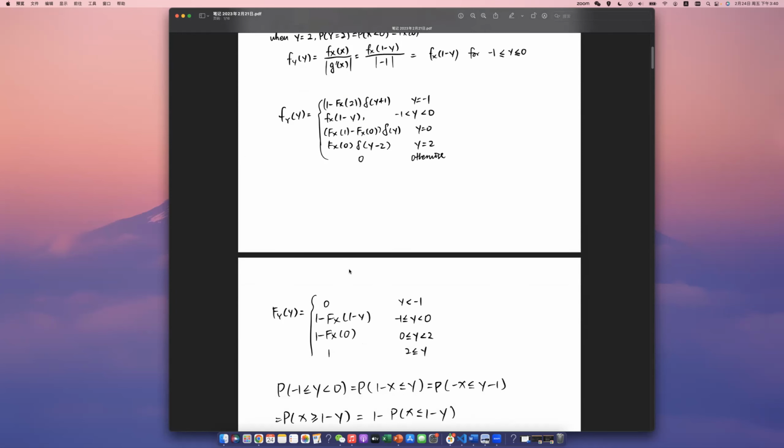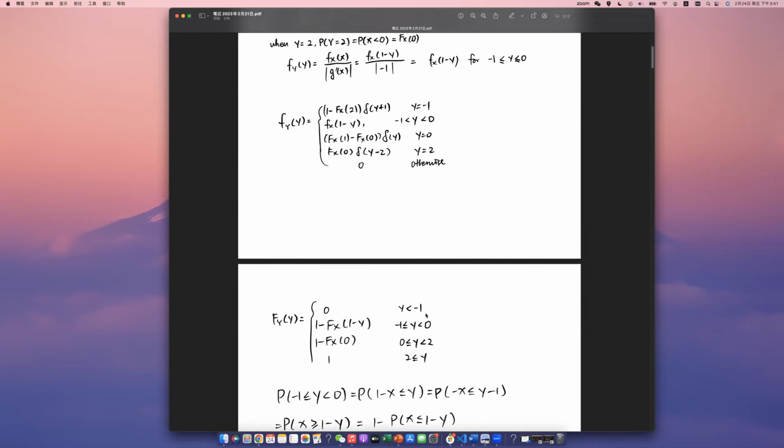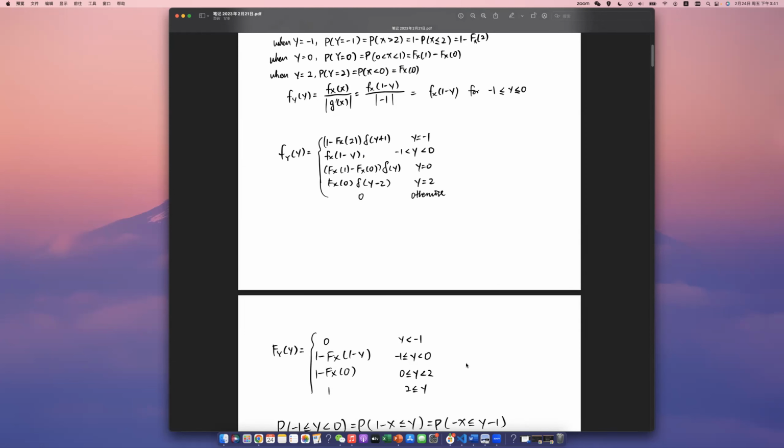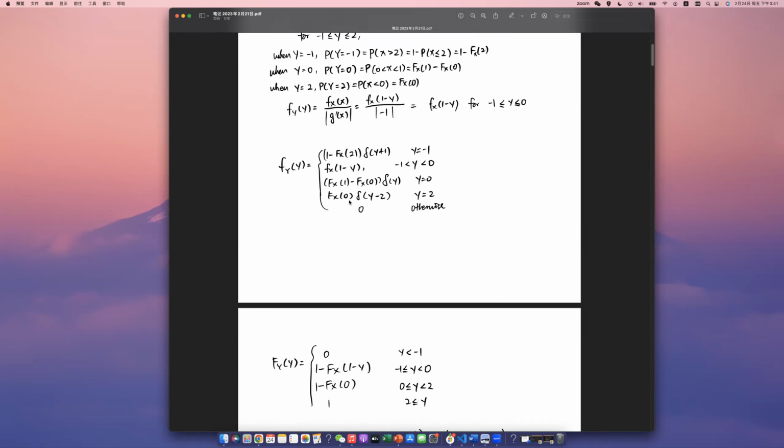And the big F_Y should be the integral of this part. And it is easy to see that y cannot be smaller than minus 1, so the probability is 0. And when y is greater than 2, the sum of the probabilities should be 1. So these two parts are easy to see. And for y between minus 1 and 0, it's the integral of these two functions. So this is this, and this part is the integral of this.